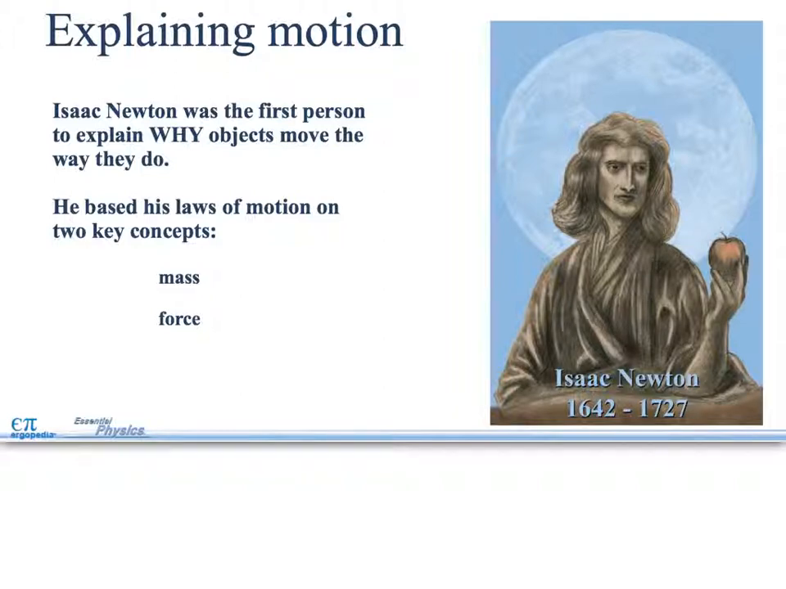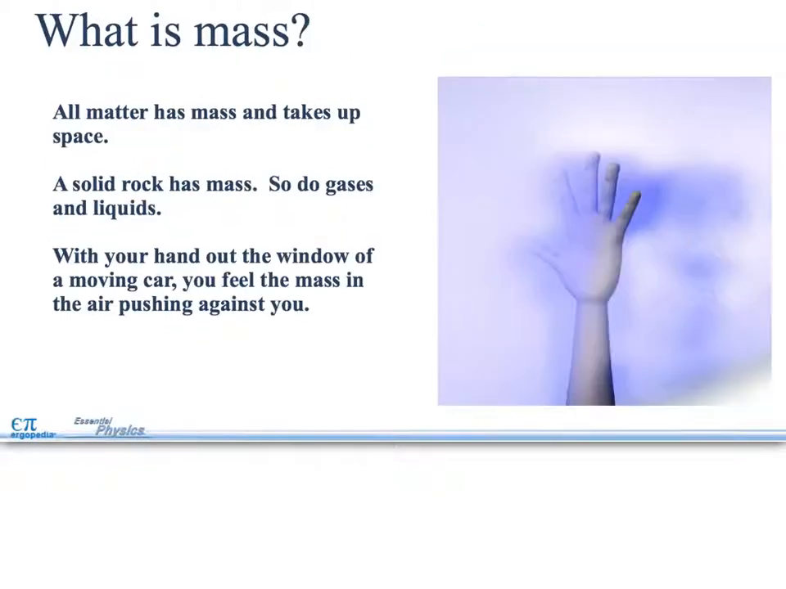Alright, Isaac Newton was the first person to explain why objects move the way they do. He based his law on the motion on two key concepts, mass and force. All matter has mass and takes up space. That's probably the definition you've always learned about mass. A solid rock has mass, so do gases, and so do liquids. With your hand out of the window of a moving car, you feel the mass in the air pushing against you. If air did not have mass, your hand would not move as you're driving down the road.